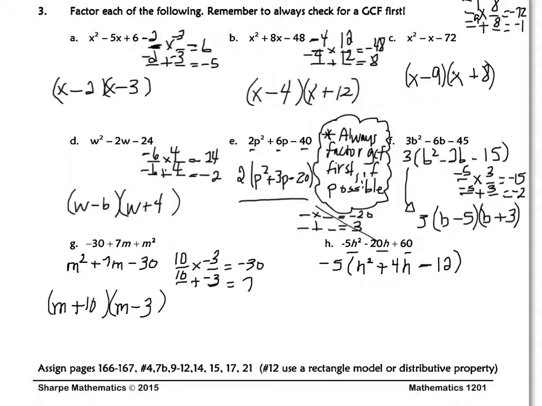And then you would be looking to see if that trinomial inside can be factored. So you'd be looking for two numbers that multiply to give you negative 12 and add to give you the positive 4. And that would be 6 and negative 2. Two numbers that multiply to give you negative 12 and add to give you 4. So that means that our trinomial would be h and h, and this would be plus 6 and minus 2.